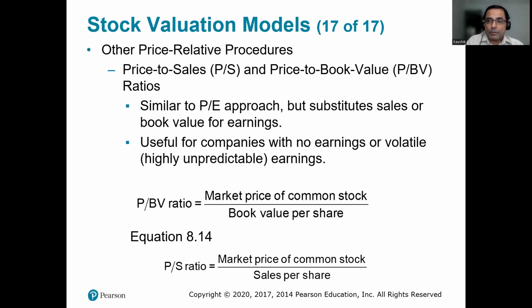For some companies, especially startups or newly formed companies, they may not have any earnings. Their cash flow may also be very volatile. So in this case, price to sales and price to book value ratios are used. That gives us a better idea of the stock price, especially the stock price in the next year. So the PE approach is used by many analysts to get the next year's estimates.